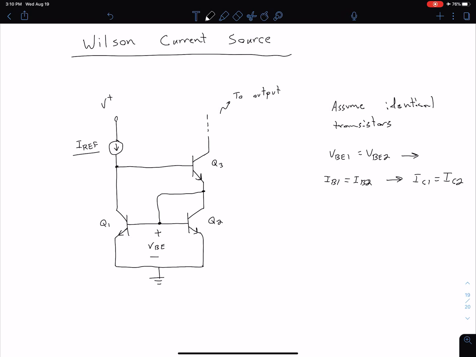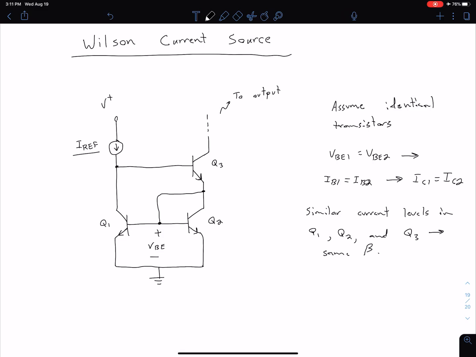And now the main difference, since we pulled this Q3 over to the right side, is now we have roughly the same current levels in all transistors, which means all of the betas are going to be roughly the same. So similar current levels in Q1, Q2, and Q3 means we're going to have the same beta for all three of them now.